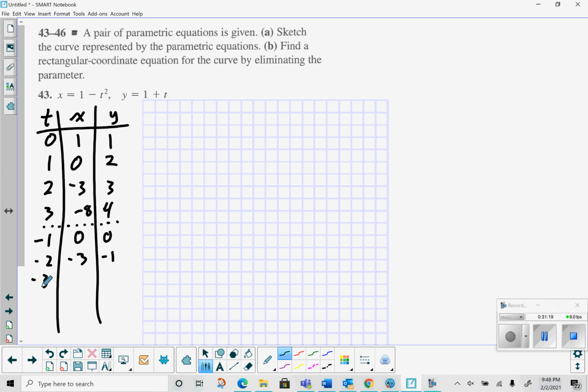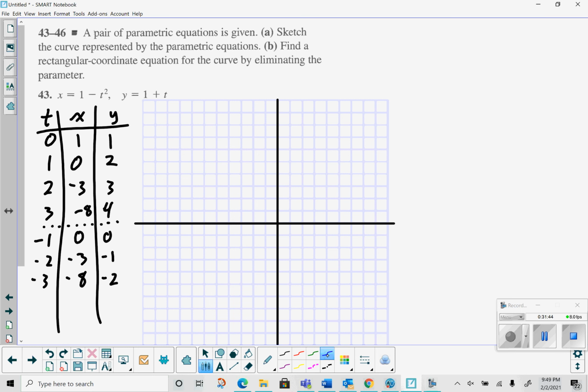If I put in negative 3 in place of t, that's 1 minus 9. That'll give me, well, negative 8 again. But my y is now 1 plus negative 3. That's negative 2. All right, I think that might be enough to get an idea of the shape of the graph.